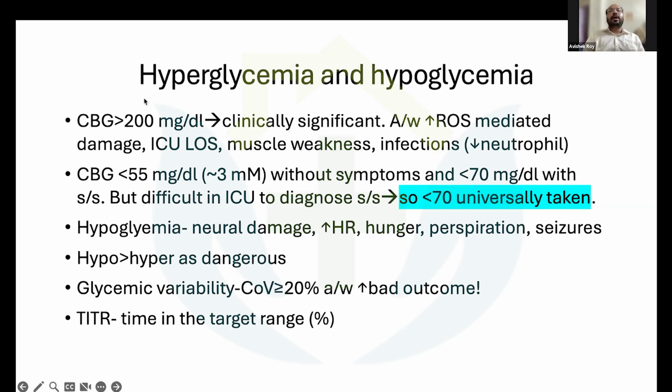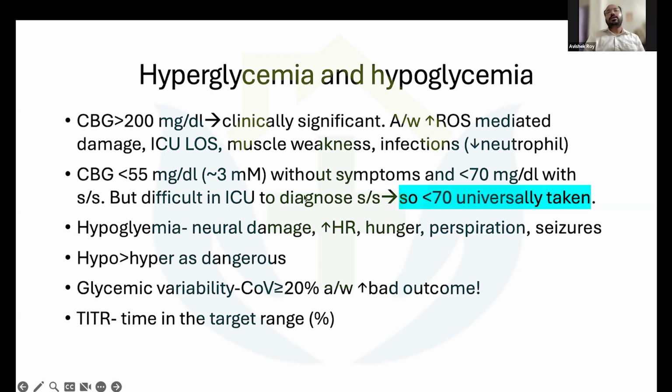Similarly, when you have hypoglycemia, when your blood sugar level is generally less than 55, the definition of hypoglycemia varies in adults. It is generally marked as less than 54, or some books say 55 milligram per deciliter without symptoms, or less than 70 with symptoms. This is the current definition of hypoglycemia.